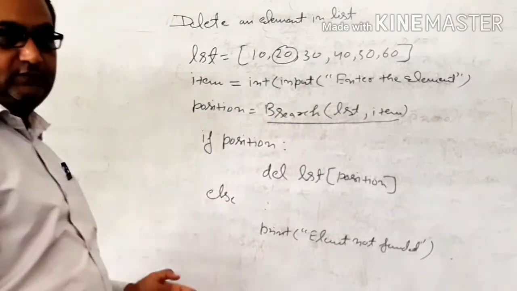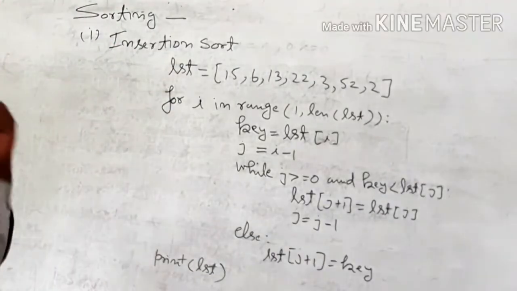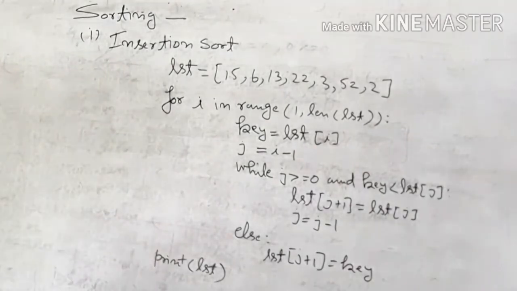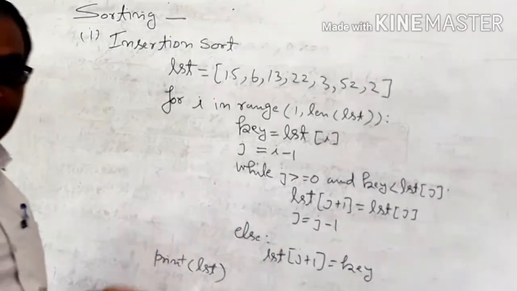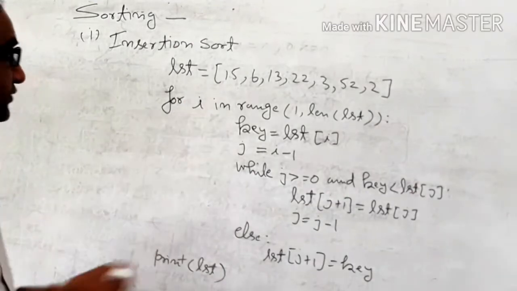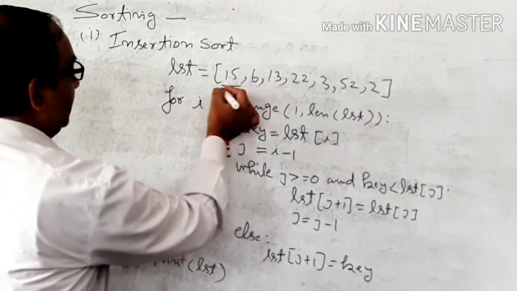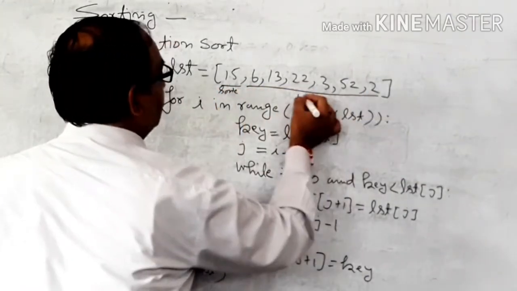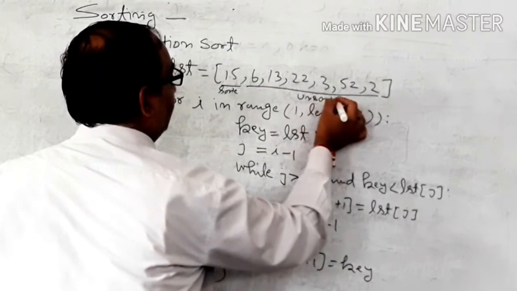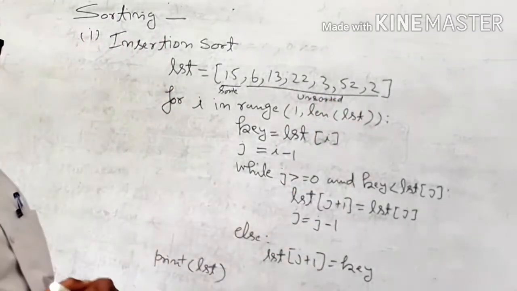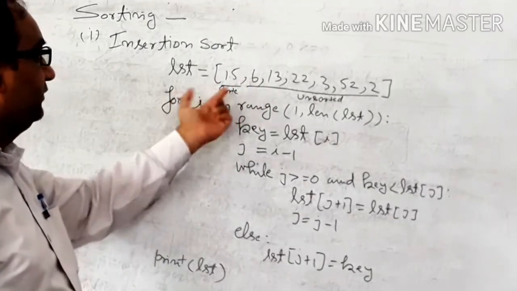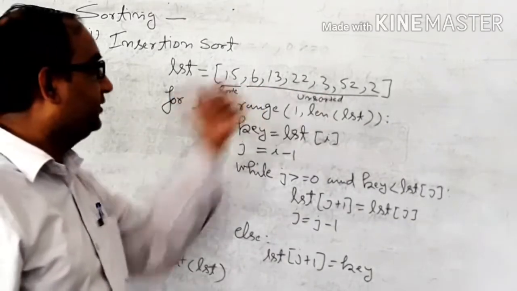Now the next point is sorting. We have two sorts: insertion sort and bubble sort. Let us first see how insertion sort works. First of all, we assume that the first element is sorted, and the rest of the elements are unsorted. I have already told you in the last video, the first element is the sorted part and the rest are unsorted.